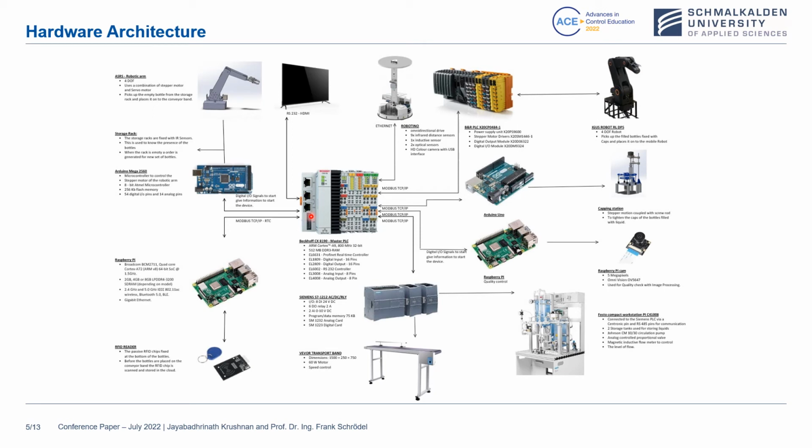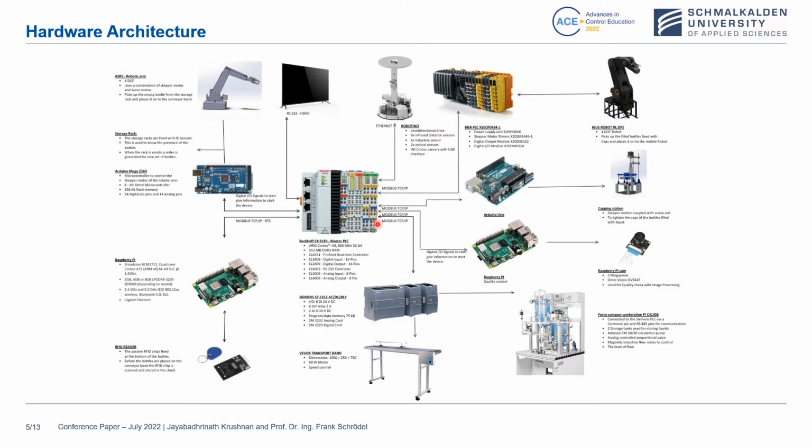Let's look at the hardware architecture in order to understand the different types of controllers and microcontrollers used in this project. The master-slave technology is used in this project to communicate between various controllers and microcontrollers. The robotic arm uses Arduino Mega as the microcontroller and it communicates with the Beckhoff PLC through digital signals. The RFID scanner is controlled through a Raspberry Pi and it communicates with the Beckhoff PLC through the Modbus TCP/IP protocol. The Festo fluid plant as well as the conveyor is controlled through a Siemens S7-1212 AC/DC/relay PLC.